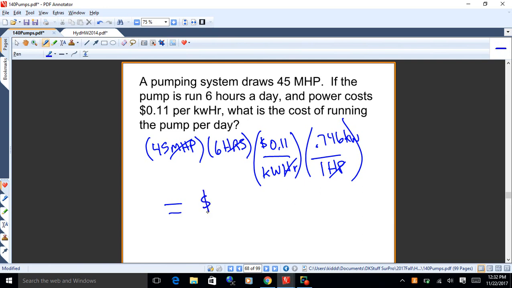And when you do that, you should get about $22, okay? So you're going to pay $22.16 a day to run this pump. Now, where did the 0.746 come from? That's how you convert from horsepower to kilowatts. Okay, I see.